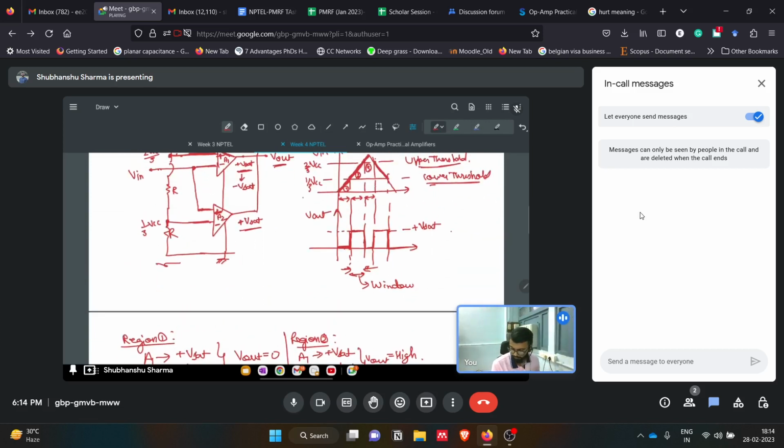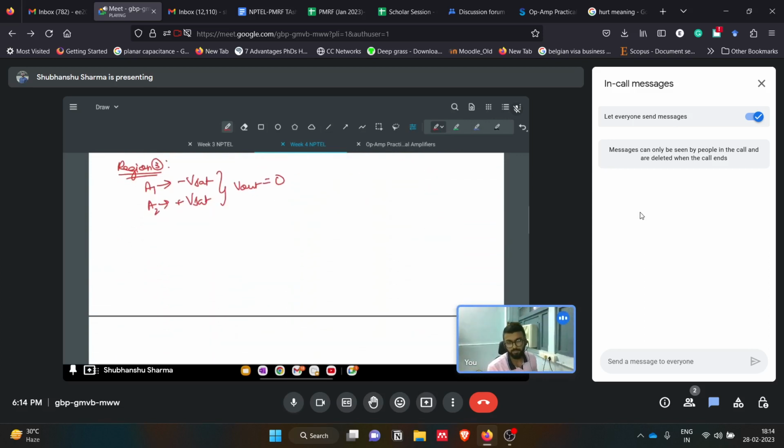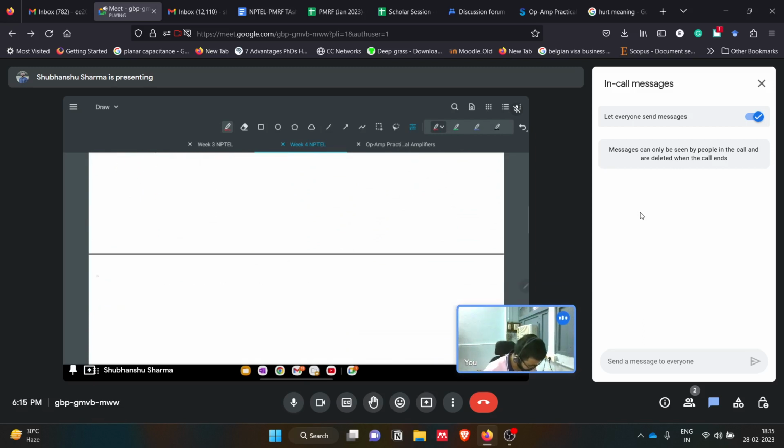So this was all about window detectors. So how it is working. Then after this, we move towards op-amp comparators with positive feedback. But before going to positive feedback, why do we need this positive feedback in comparators? That is a question.